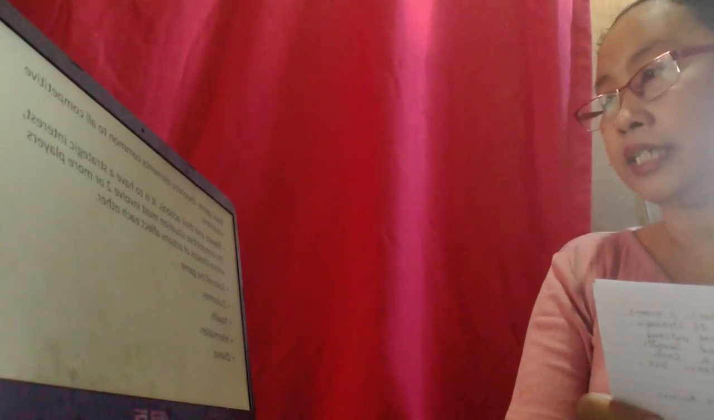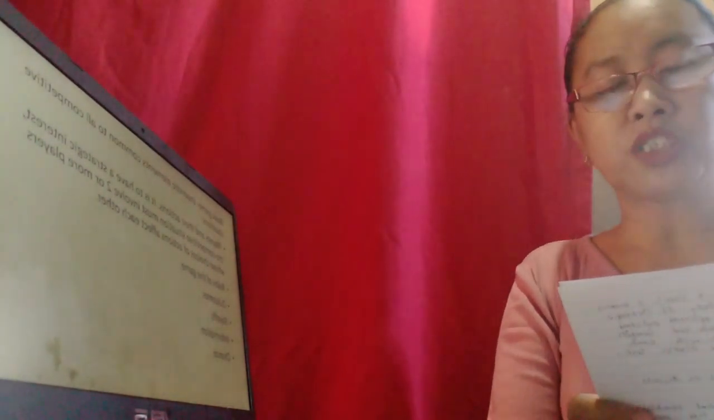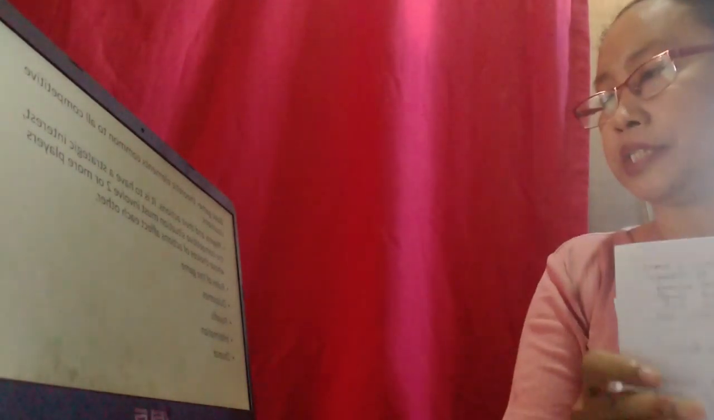Okay, for the third element, it refers to the outcomes. So what do the various combinations of actions produce? So it means that based on the actions, what would be the result? What would be the outcome? So those are the questions that you have to consider.